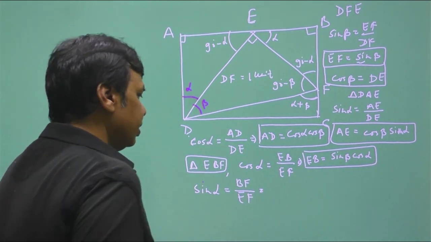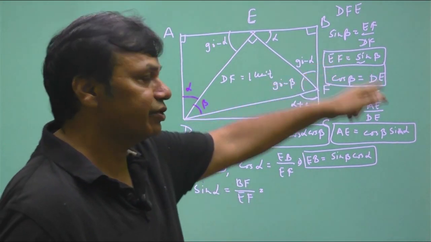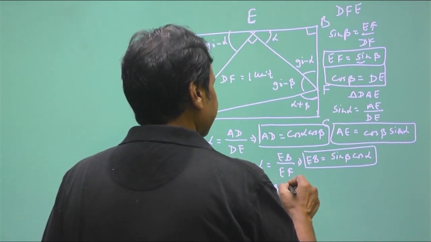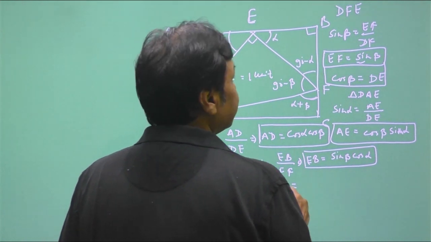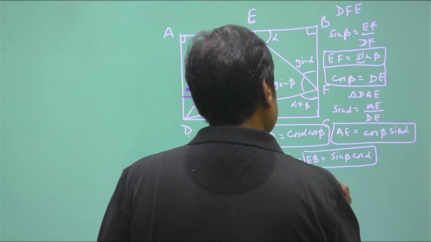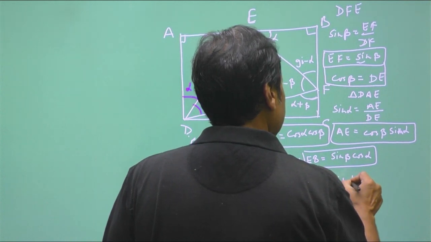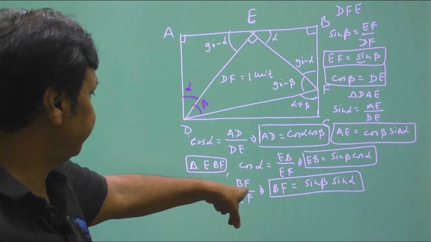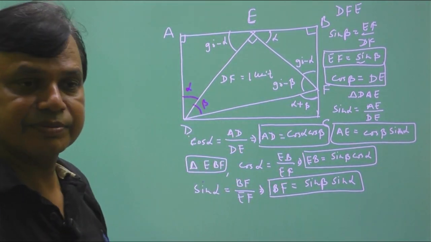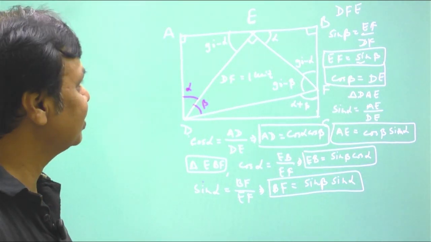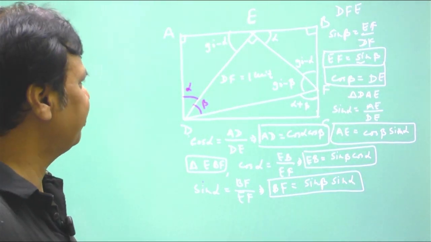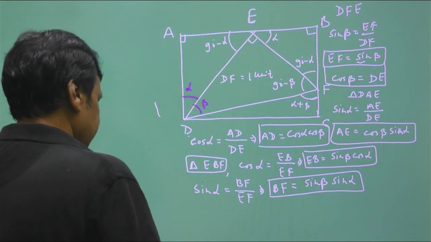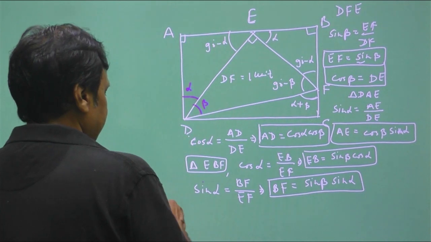That's right. So EF we have that is equal to sine beta. So we are reaching our next finding that BF is equal to sine beta sine alpha. You got this one. Now find one more, because one more triangle is left.